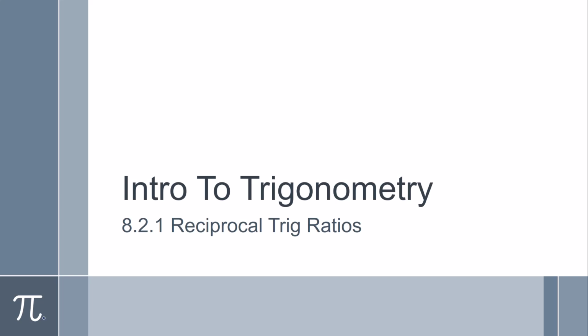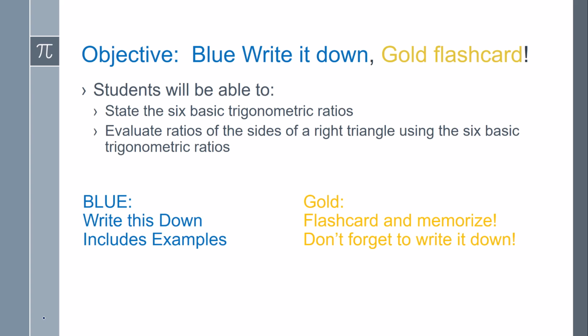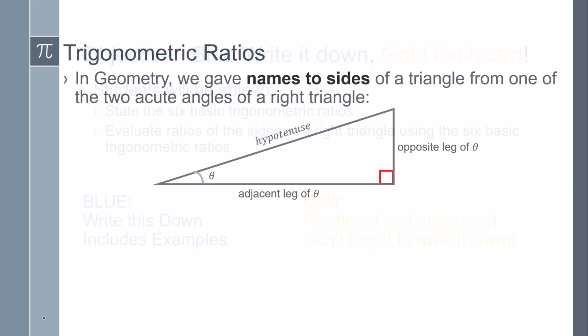This is section 8.2.1. We're going to take a look at the reciprocal trig ratios. By the end of this lesson, you will be able to state the 6 basic trig ratios and evaluate the sides of a right triangle using those 6 basic trig ratios.